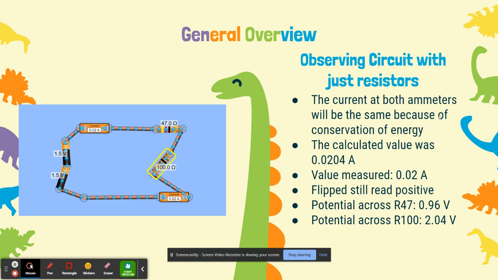So the first circuit we created was just with resistors. We found that on either side, the current was still the same at 0.02, and the calculated value for the current is relatively the same as the value given by the program. If the ammeter was flipped, in the program it gave a positive, but in reality it could give a negative. And the recorded voltages across each resistor is right here.